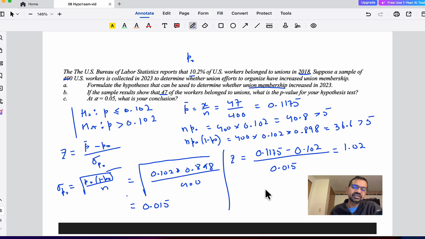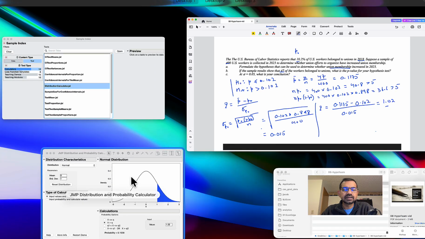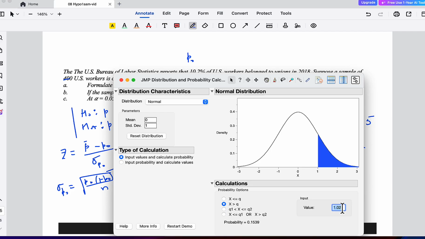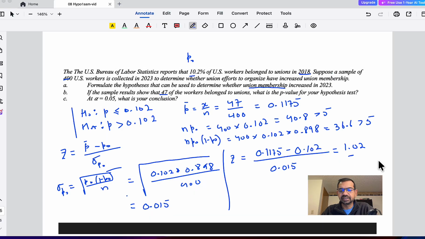Now we can use the z distribution to find the probability of getting a z-stat that is as extreme as this. So we go to JMP, and we make sure that we check the right tail test, and we type in our test statistic, which is 1.02, and we get the probability value, or p-value, of 0.1539. So we'll just make a note of this. Our p-value is 0.1539. And our alpha, or level of significance, in the problem was 0.05.